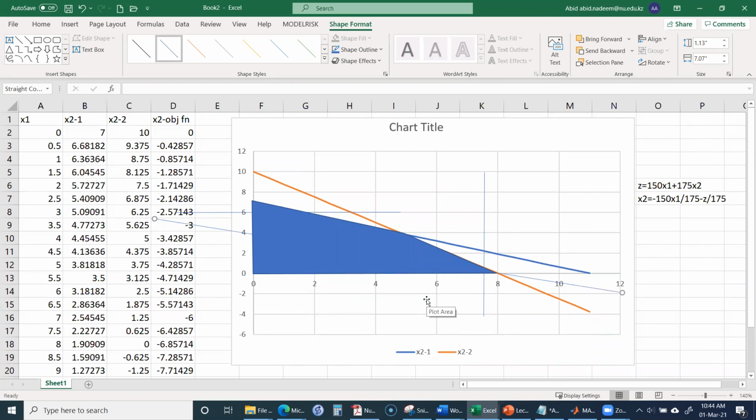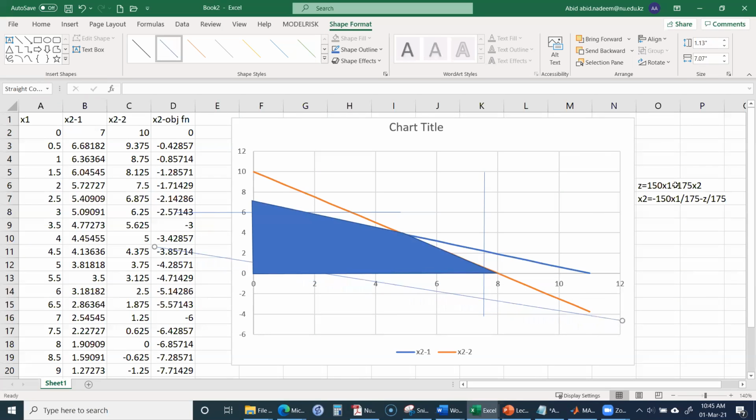Why can I move this line up and down? Because with any value of z, the plot of this function will be parallel to this line, right? So now what I can see over here is that this plot is touching this area at this point, okay? At this point, the value of x1 is 0, and the value of the objective function will also be 0. But this is definitely not the maximum point.